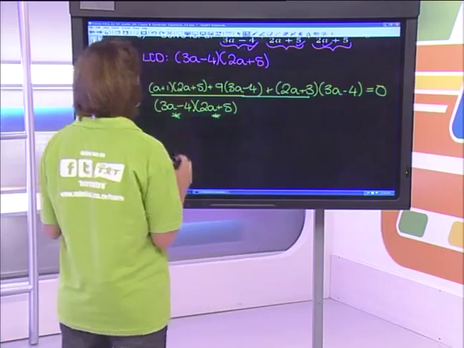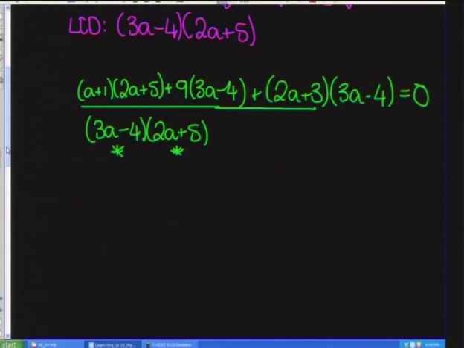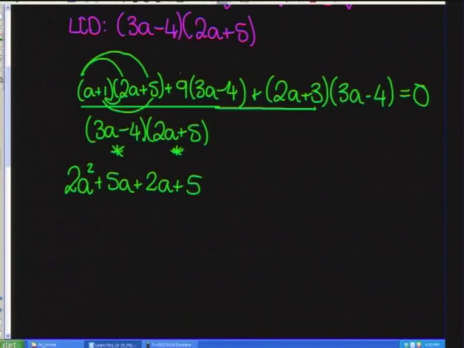Okay. All right, so now we've got a whole lot of FOIL to do. So let's times these out and see what we've got, guys. 2a times a is going to give us 2a squared. If I do my outers, I'm going to get positive 5a. Inners is going to be positive 2a. And my last is going to be positive 5 times 1 is 5. 9 is going to distribute into my bracket here, so 9 times 3 is going to give us 27a, and 9 times 4 is going to give us 36.